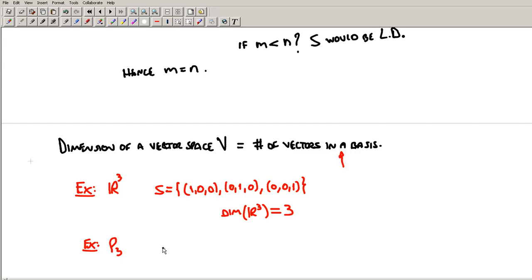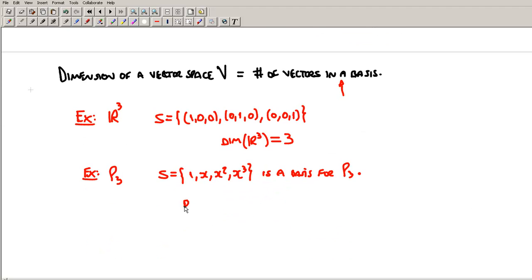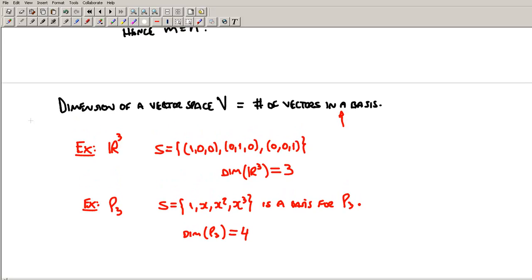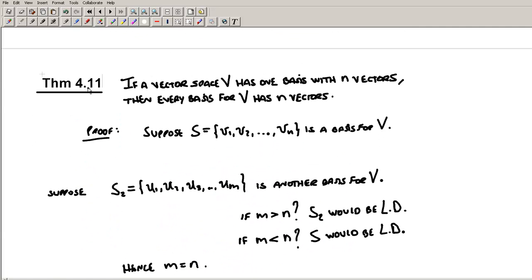Well, okay, let's see this example here. How about P3? We've seen that 1, x, x squared, x cubed was a basis for P3. So what is the dimension of P3? The dimension is 4. And you can also show that P2, the vector space of the polynomials of degree 2 or less, has dimension 3. So that shows how we find the dimension. It's totally based on this theorem 4.11.